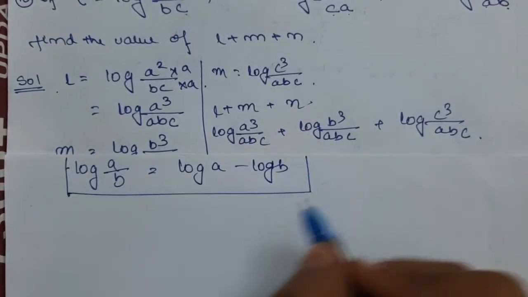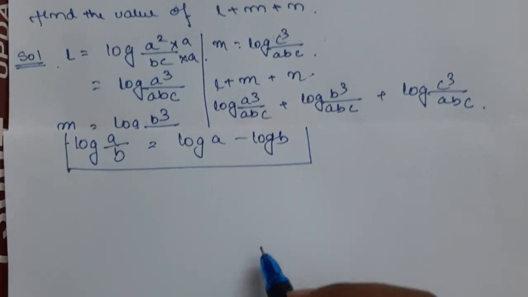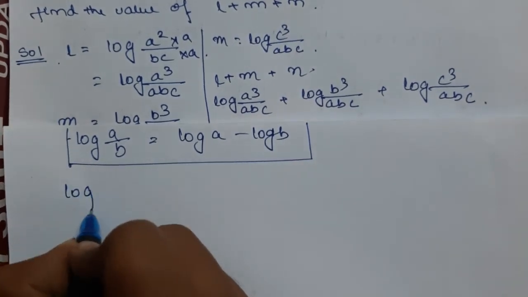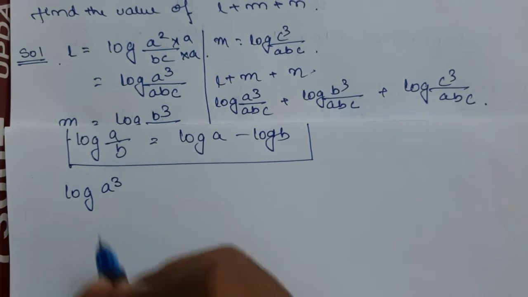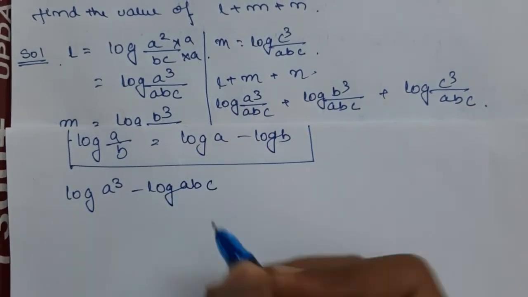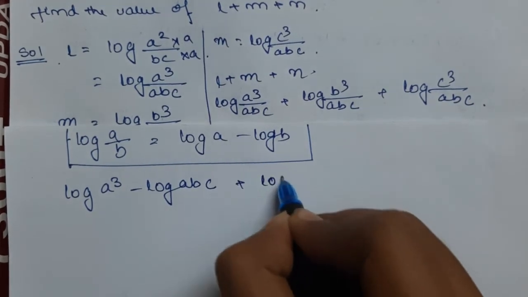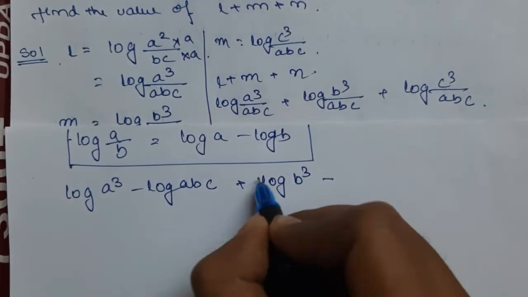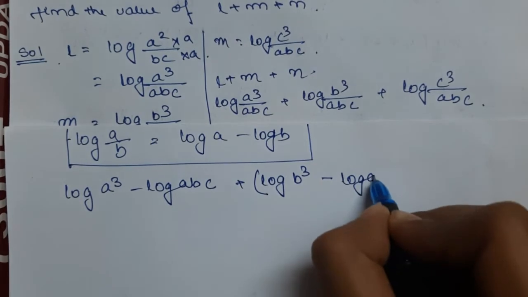So we will be using this property here. We can write the first one. Let us check the first one. We can write log of A cube minus log of ABC. I think there is no problem. Similarly, we can write log of B cube minus log of ABC.